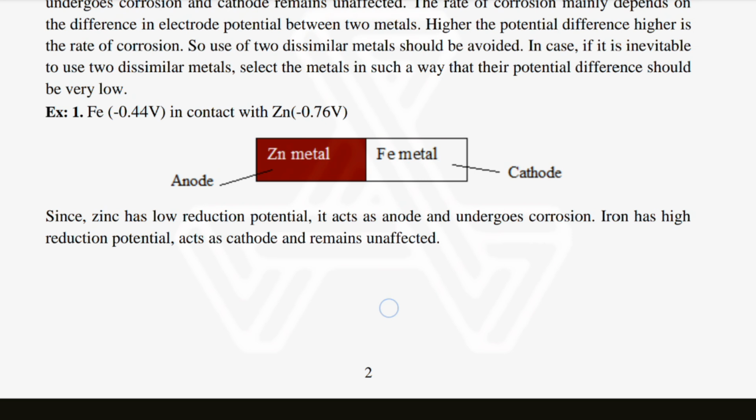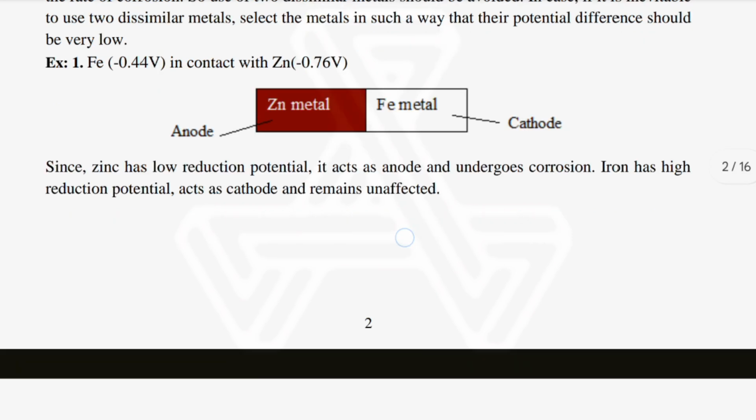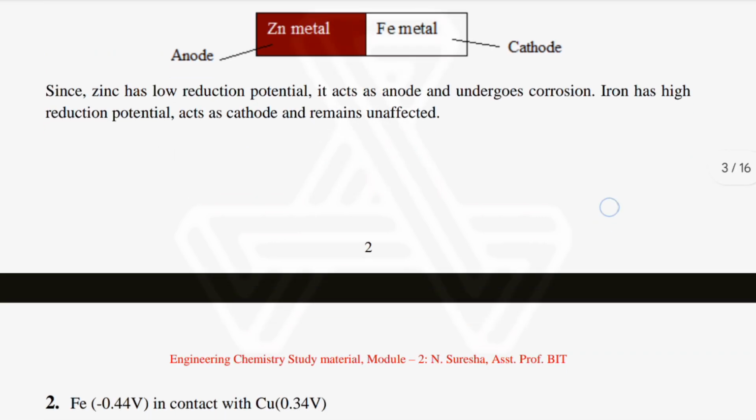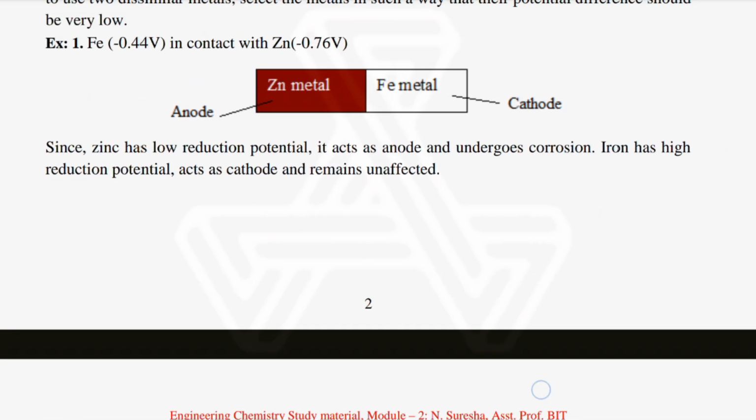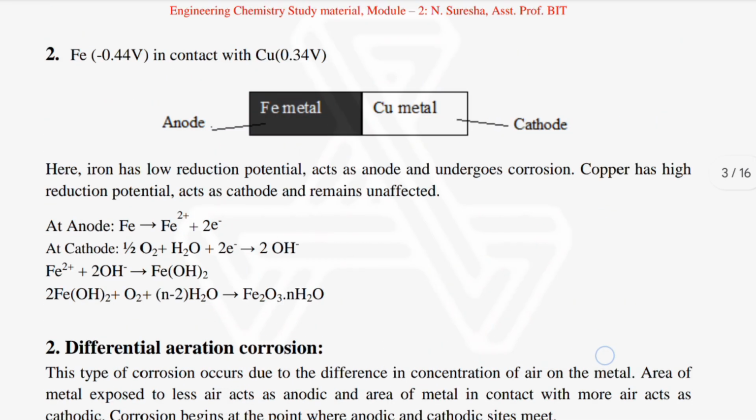Example 1: iron, -0.44 volts, in contact with zinc, -0.76 volts. So iron has the higher electrode potential, and higher the electrode potential, it acts as cathode. Since zinc has low reduction potential, it acts as anode and undergoes corrosion. Iron has high reduction potential, acts as cathode and remains unaffected.